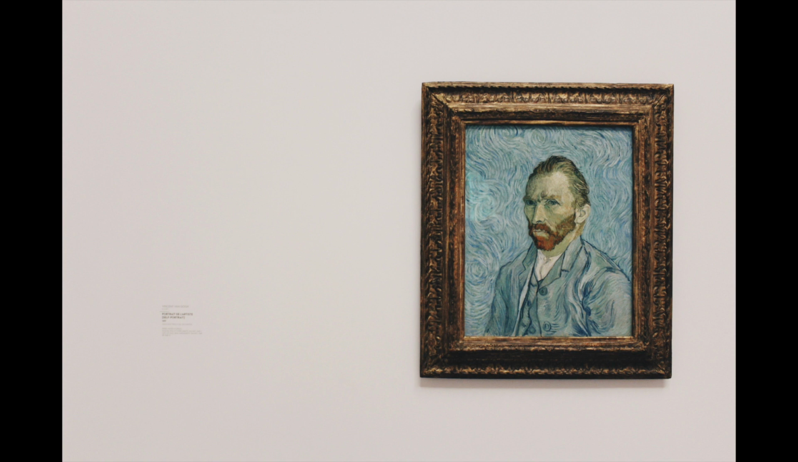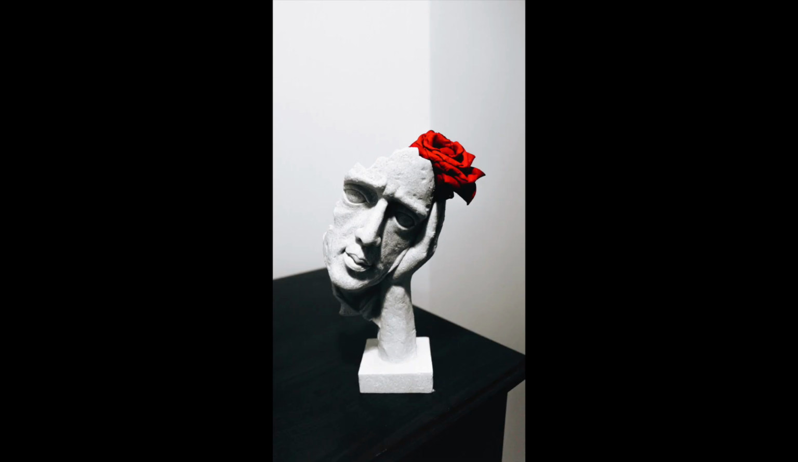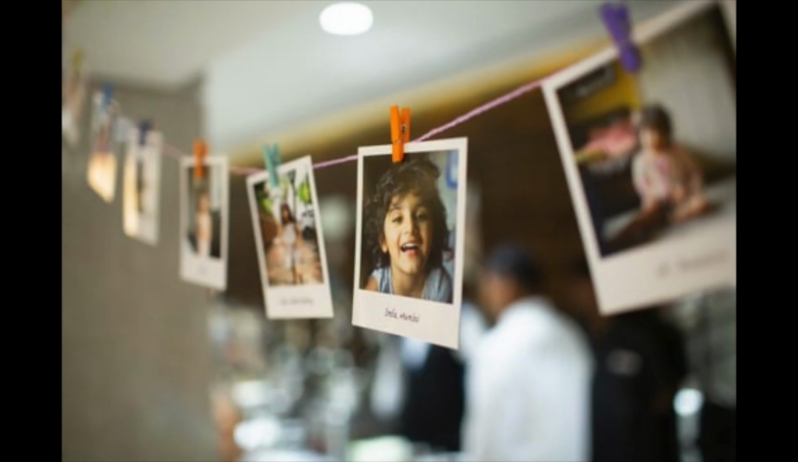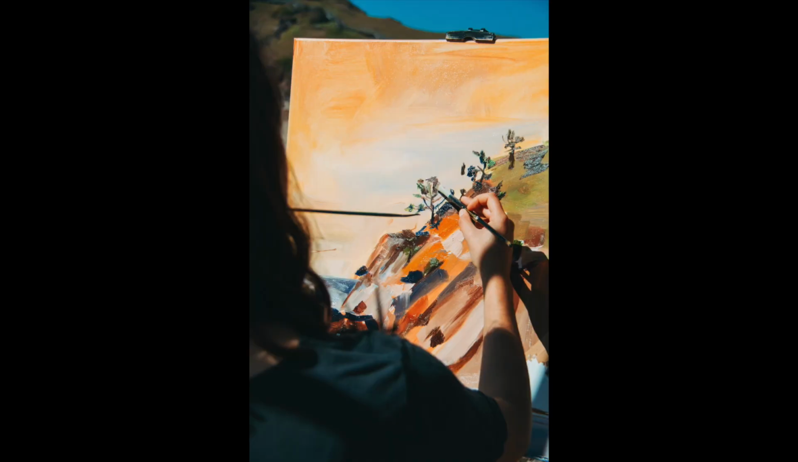The formal elements are often referred to as the building blocks of any work of art, whether it's a painting, 3D piece or photograph. There are 6 elements, and any work of art can contain one, a few or all elements. They are line, tone, shape and form, texture, colour and space.